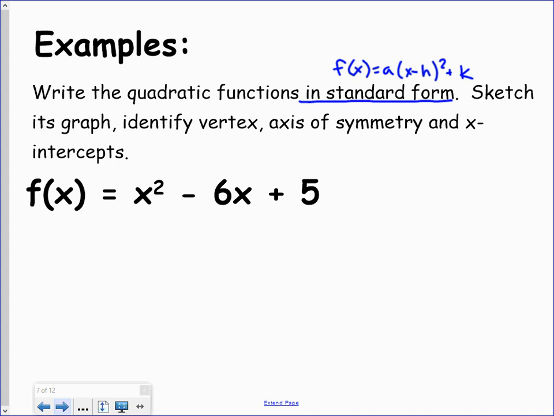Okay. We are going to rewrite ax squared plus bx plus c into the new standard form through a process known as completing the square. Does anybody remember anything about completing the square? Lauren does. What do you remember?